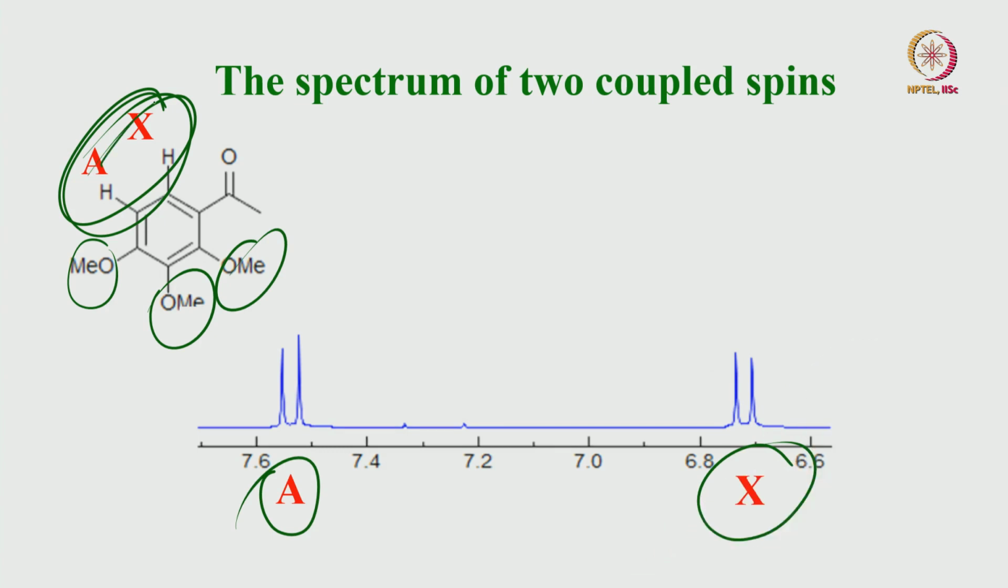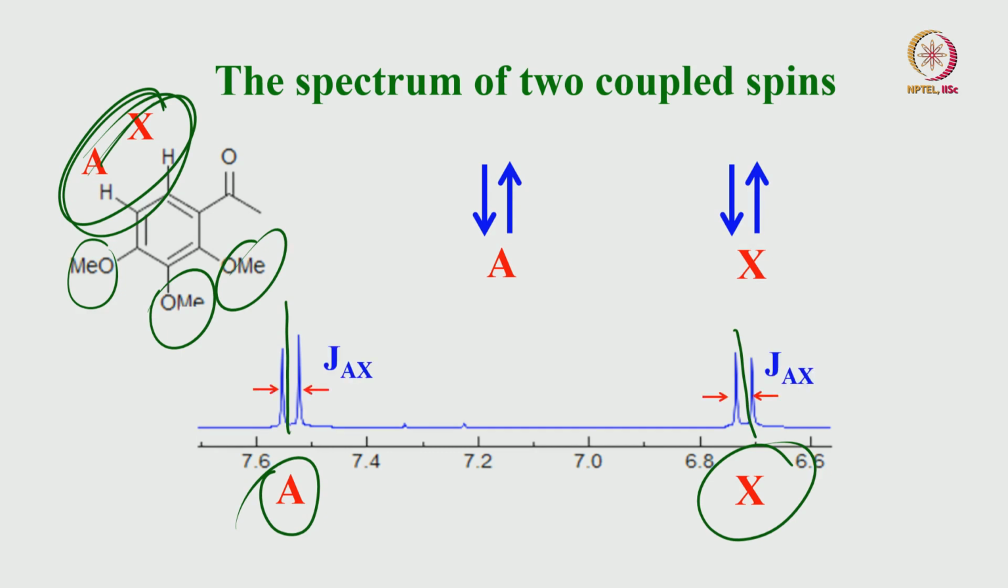If the coupling was not there, each would have been a singlet at the center, but now because of the coupling, it is becoming a doublet. A will see X in two spin states, X will see A in two spin states, and this separation gives you JAX. It is a real spectrum, reality, not a hypothetical stick plot spectrum like the one I did earlier. This is a real spectrum of a molecule. Now, there will be more complex multiplicity patterns. In reality, you are not going to see only this type of simple doublets. Very complex multiplicity patterns will come.